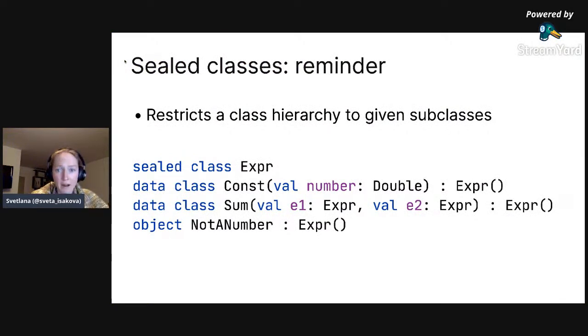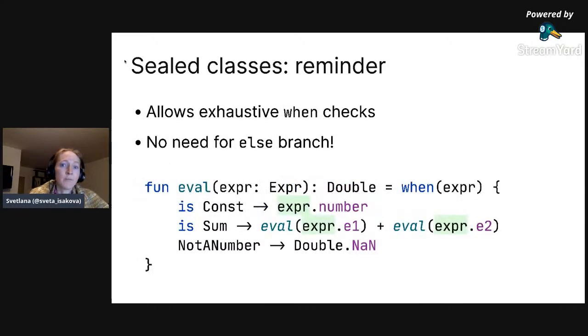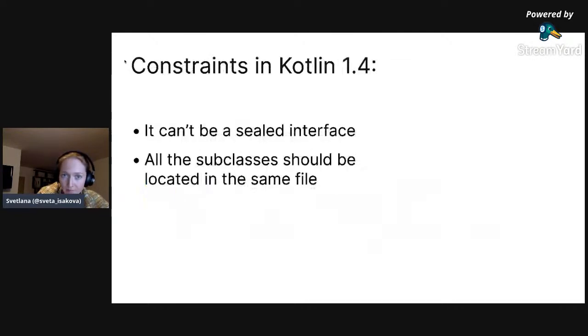Sealed modifier, just a quick reminder. I'm sure everyone knows what it is, but as a quick reminder, the sealed modifier on a class restricts a class hierarchy to given subclasses. It then allows performing exhaustive when checks, with no need to add the else branch. The compiler automatically checks that all the classes are present. If you add a new subclass, such a when check becomes an error, so the compiler makes you update the usages.